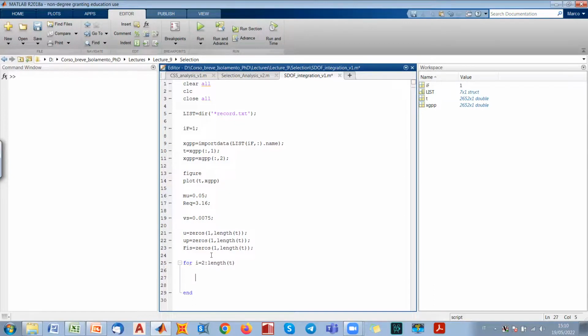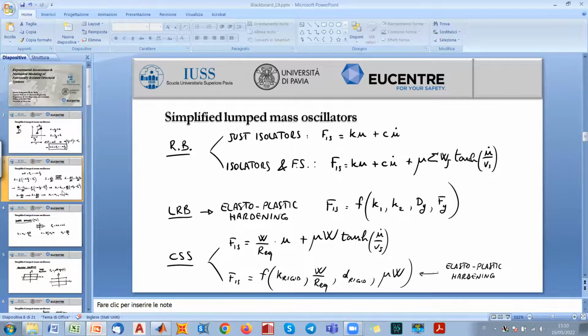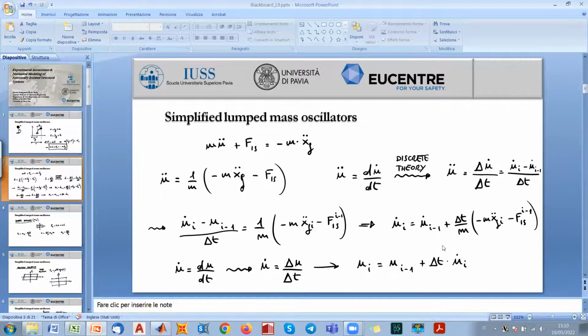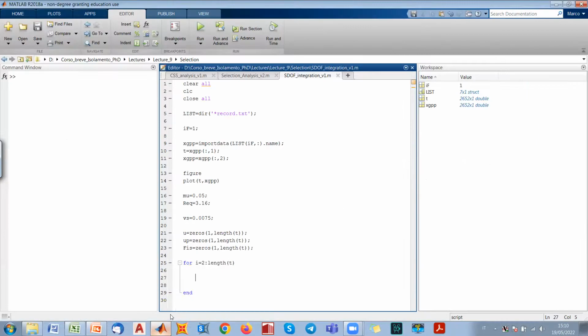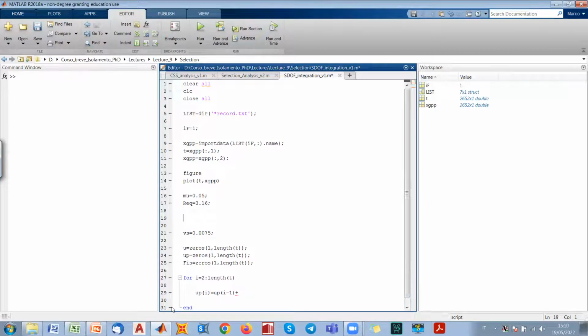Here we have just to write the integration equations. So what we mean is these two. Okay. So we have relative velocity at i equal to the relative velocity at i minus 1 plus, okay, we are missing the mass, equal to the total mass times 9.81.